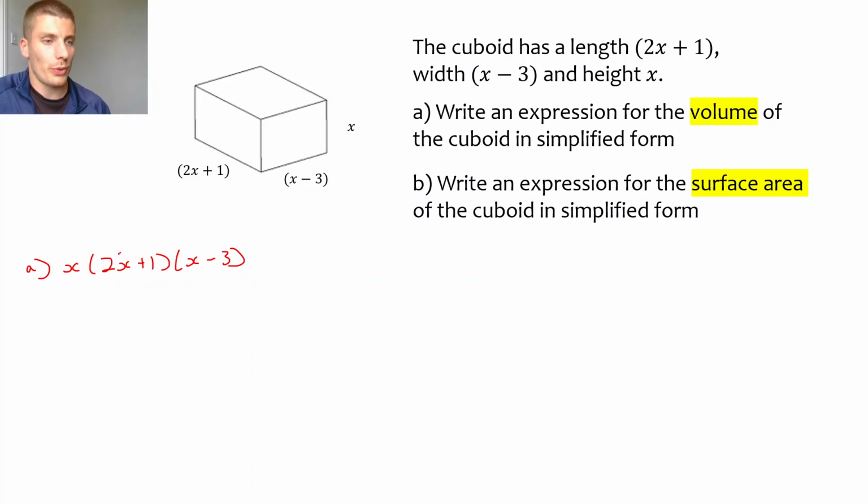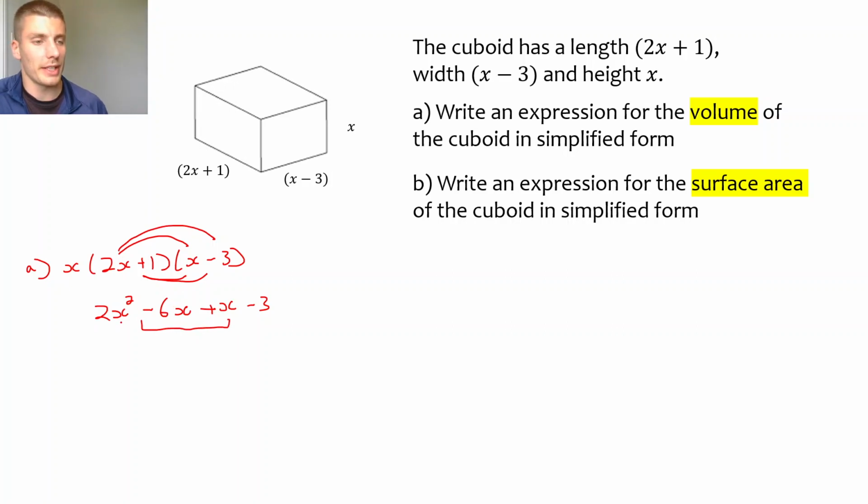If I do that, 2x times by 1x gives me 2x squared. 2x times by negative 3 is minus 6x. 1 times by x gives me plus x. And I've got 1 times by negative 3 gives me minus 3 over there. I can simplify the middle part here. Okay, minus 6x plus 1x is minus 5x. So 2x squared minus 5x minus 3 on the end.